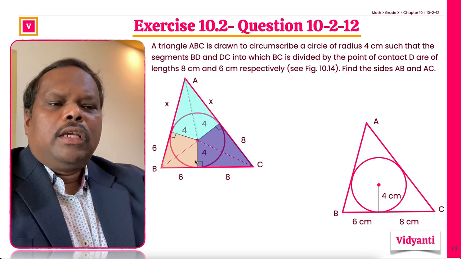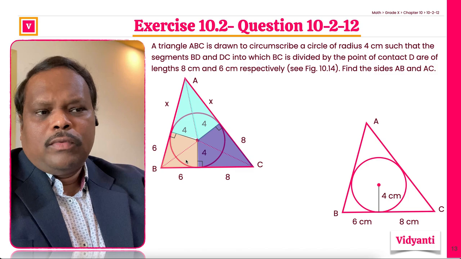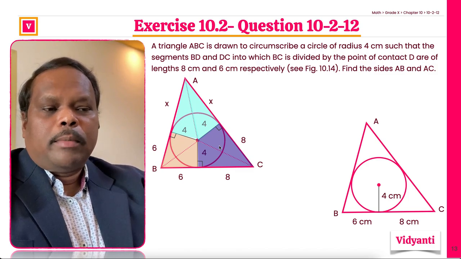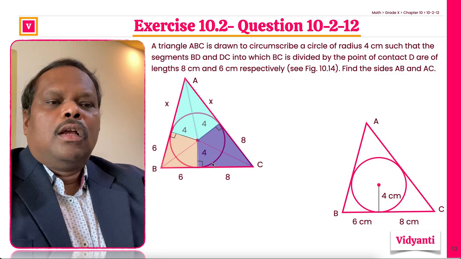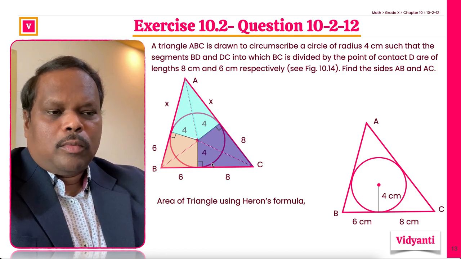So we can say that if we somehow get the area of this triangle, we will simply multiply by 2, and this multiply by 2, this multiply by 2. So let's go to the first method, which is Heron's formula.